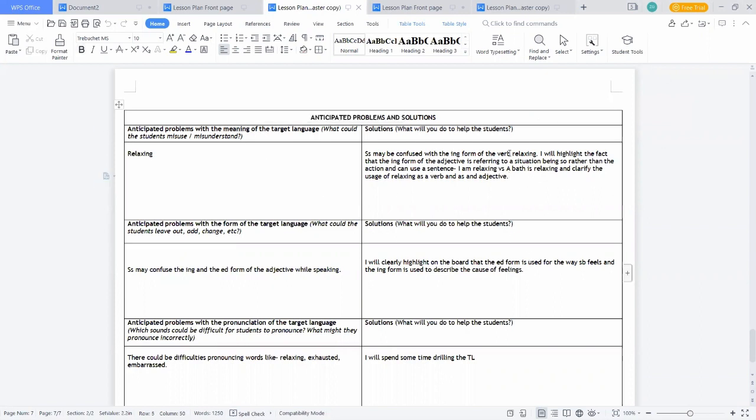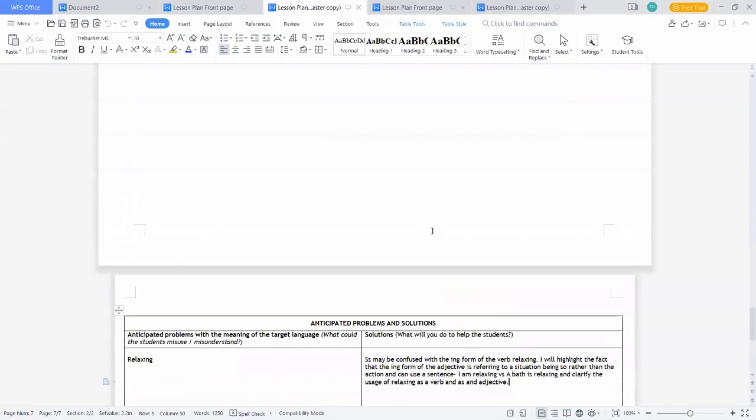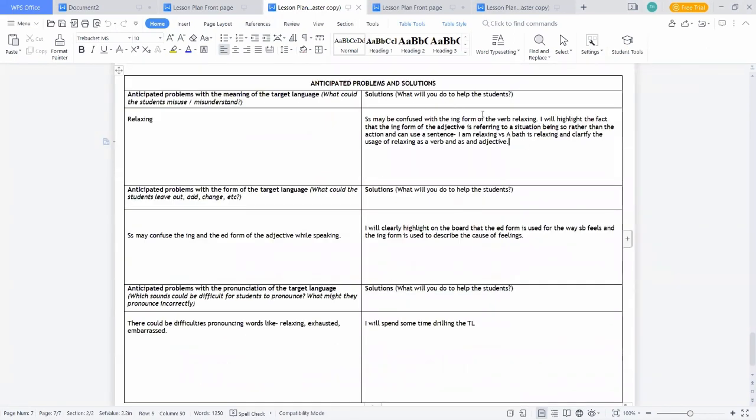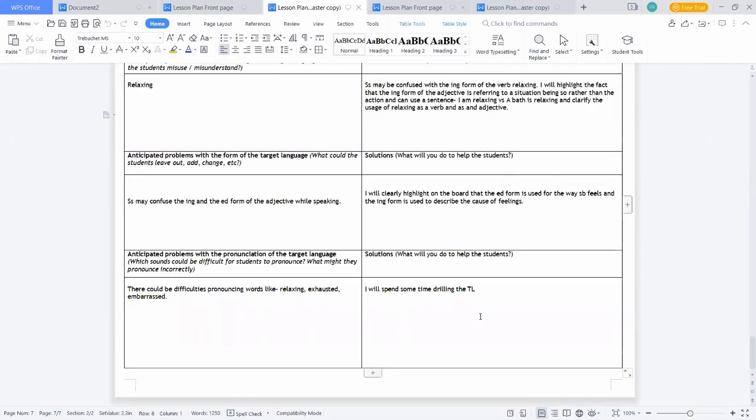This could be many things. You could use CCQs, for example. You could explain, you could write on the board and give them examples of wrong and right forms of the word relaxing. There are many solutions to different problems. I also thought that there would be difficulties pronouncing the words, so I thought, okay, if there were these difficulties, I would spend some time drilling the words.